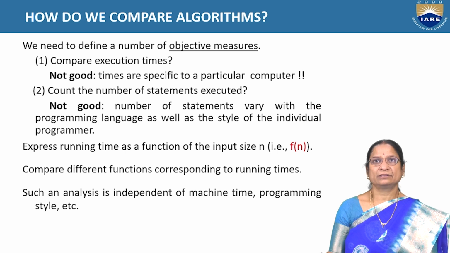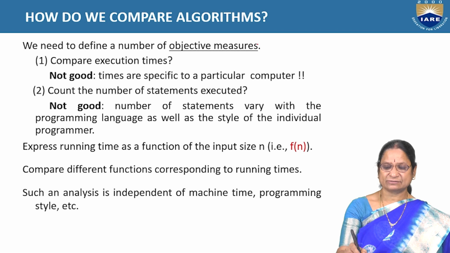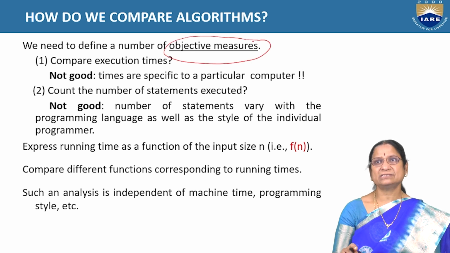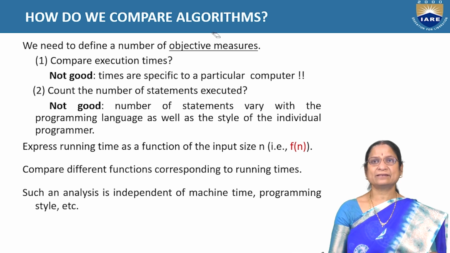How do we compare algorithms? We need to define a number of objective measures. That means the parameters. We have to consider some parameters based upon which the algorithms are going to be compared so that the best algorithm can be chosen by us actually. So what are those objective measures that can be considered?